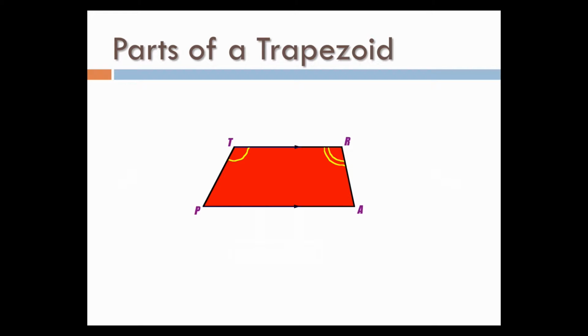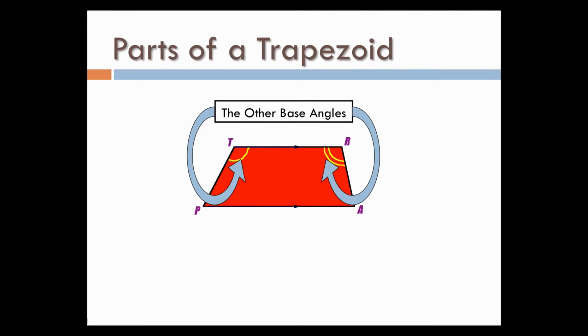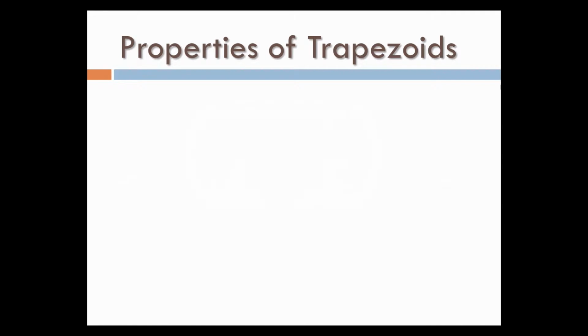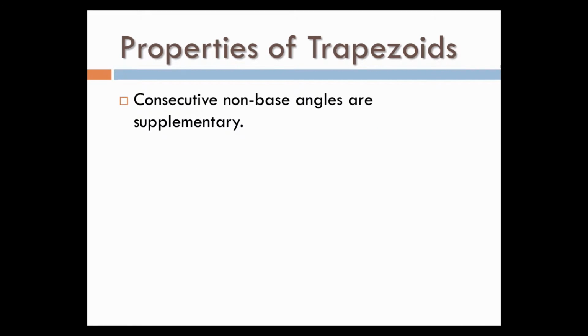And then of course we have another pair of base angles up on top, which I was awake enough to mark as not being congruent to each other. They don't necessarily have to be congruent. So two pairs of base angles. Consecutive non-base angles are supplementary. Well, that makes sense because what kind of angles are those non-base angles? Consecutive interior. Consecutive interior angles, correct.